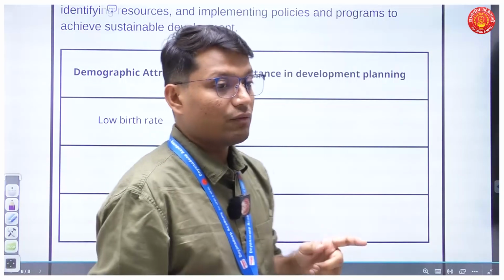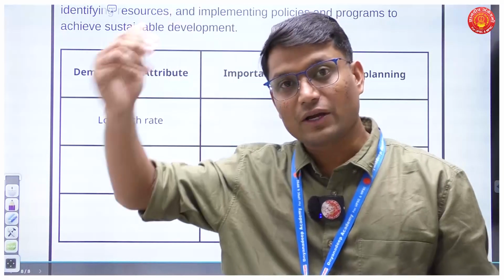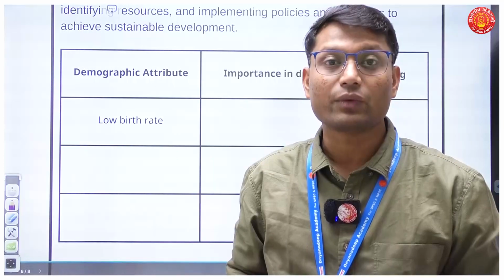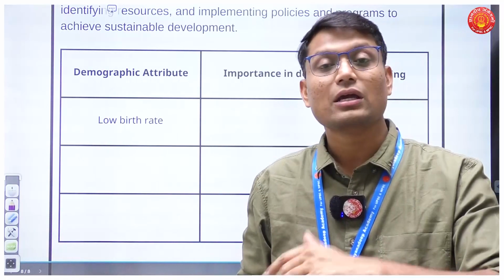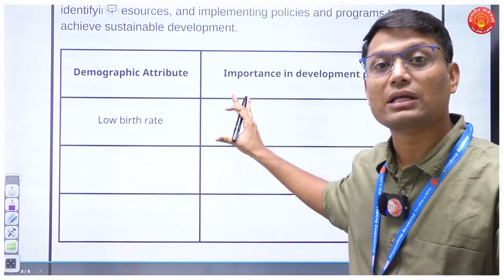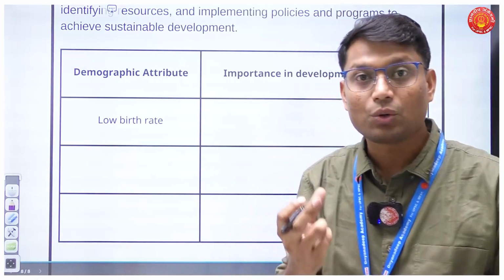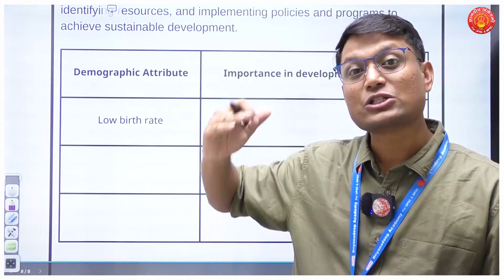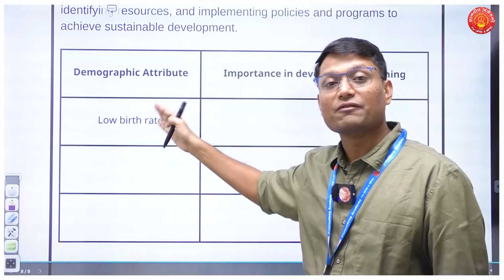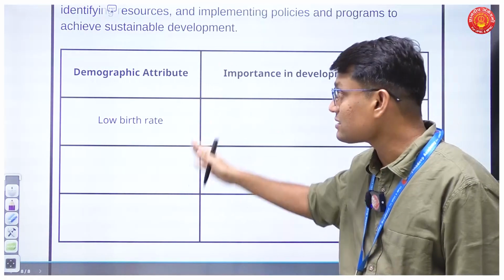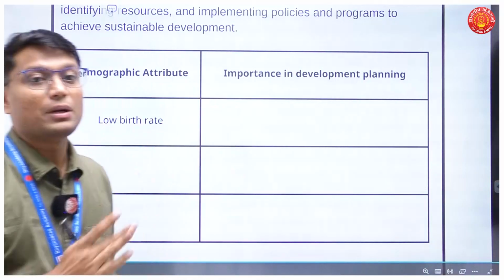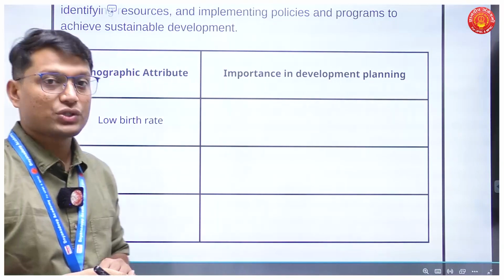One mistake you might make is to first write demographic attributes and then explain their importance in a very combined way. That is also fine. It's not like you have erred, and your answer is still correct, but this is more direct. Each and every single demographic attribute has its own consequence, and that is why I am making sure that I address each one separately. So make this table, write demographic attributes and address their importance in development planning. That way you can proceed with this question.